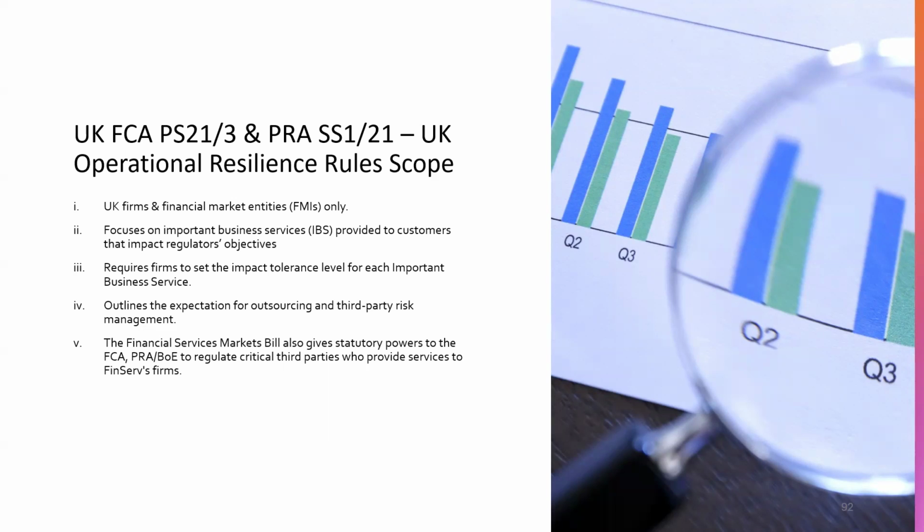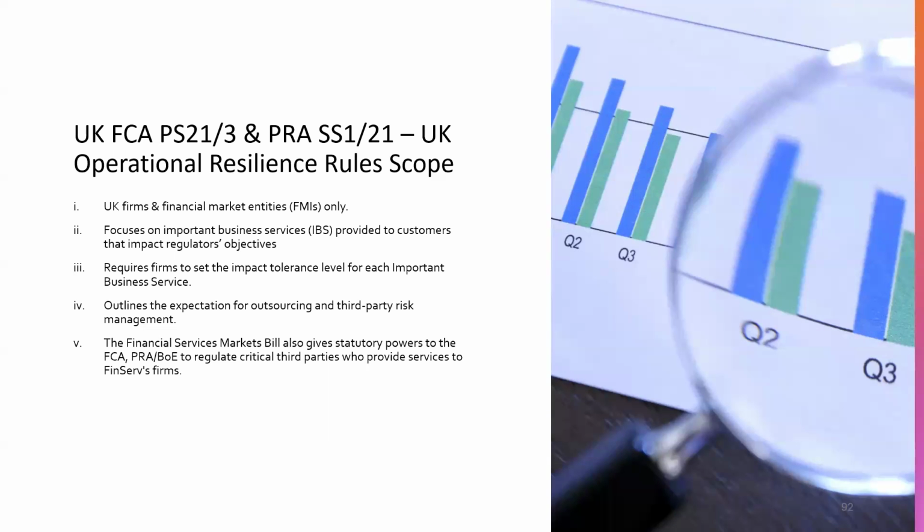What is the scope of both regulators' operational resilience rules? It relates to UK firms and financial market entities. So the scope is limited to the UK. It focuses on important business services. So the operational resilience rules place an emphasis on firms identifying their important business services provided to consumers that may impact upon the regulator's objectives that we've just viewed in the previous slide. The operational resilience rules require firms to set the impact tolerance level for each important business service, and we'll discuss that going forward.